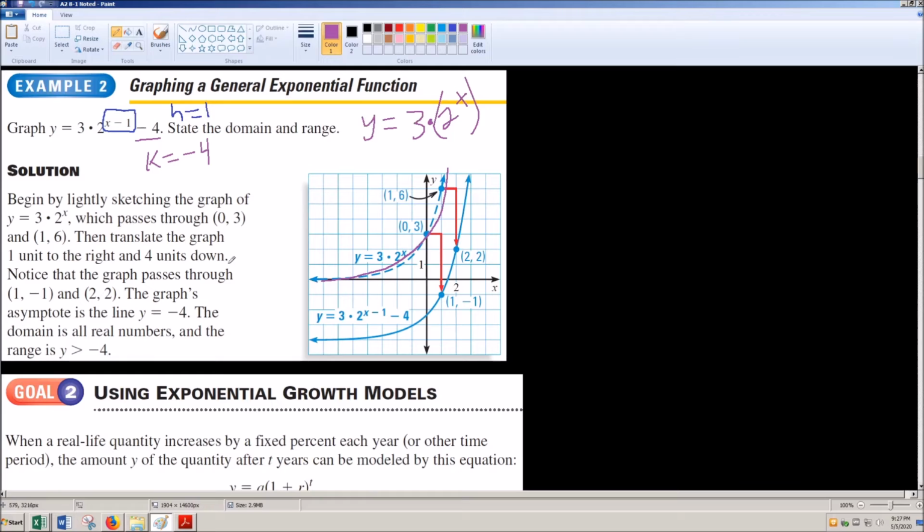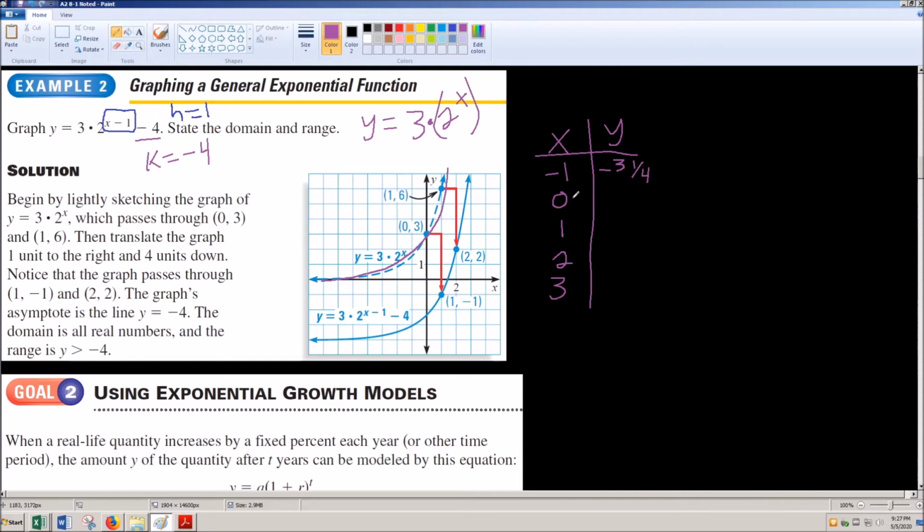Otherwise, we're going to set up our t-chart, same as we did before. My t-chart's going to be a little more interesting in that I'm not going to start at 0. Since my h value is 1, I'm going to start at 1, go out to 2 and 3, and then go down to 0 and -1. When I plug in -1, I have -1 minus 1, which is -2. 2 to the -2 is 1/4. 1/4 times 3 is 3/4. So 3/4 minus 4 is -3 and 1/4. If you want decimals with 2 decimal places, -3.25 is fine as well.